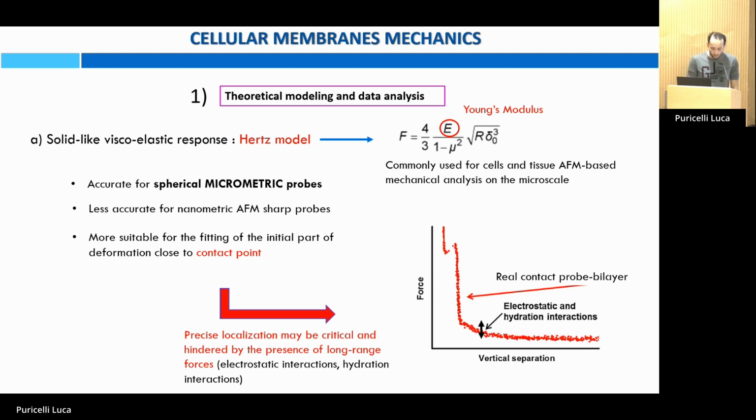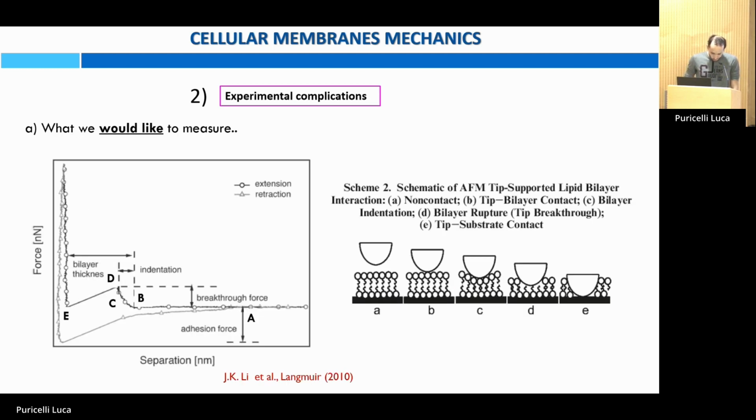sometimes the precise localization of the contact point, that means when the probe gets into real contact with the surface, is not straightforward and may be hindered by a false contact region, due to the presence of long-range forces like electrostatic interaction or other kinds of forces. And on the side of the experimental part, we also have complications.